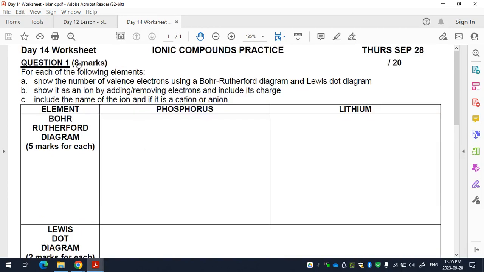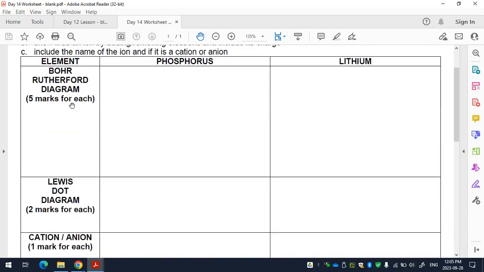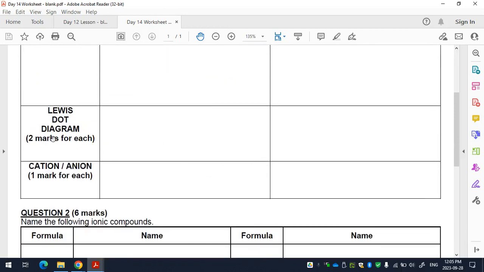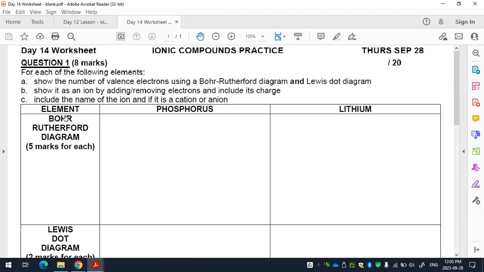This one is worth how many? 8. 5 for these two, so 2.5, 2.5. 2 for these two, so 1 and 1. And 1 for these two, so half and half. 1 plus 2 plus 5 is 8 marks. It's a very small thing, but you could actually use it to what? To catch up and to also get a lot of marks for this course.